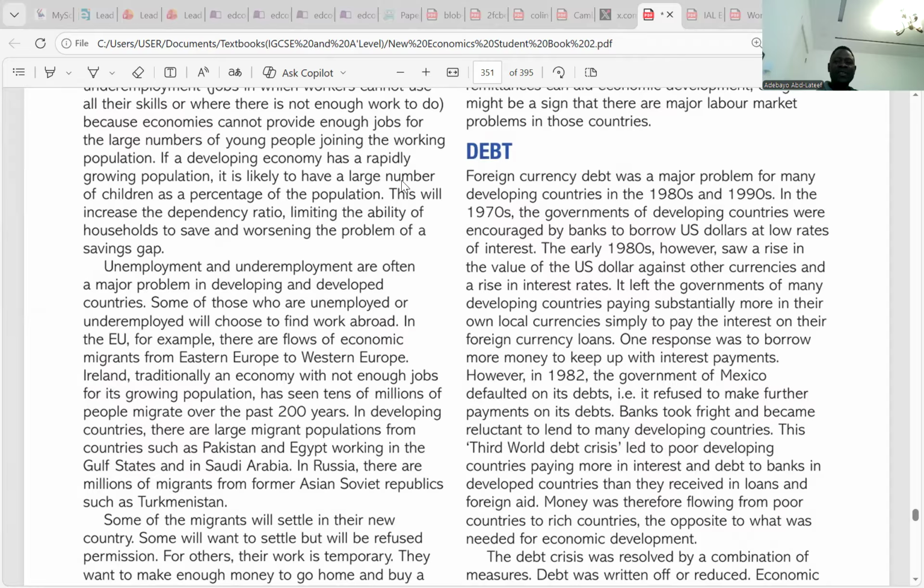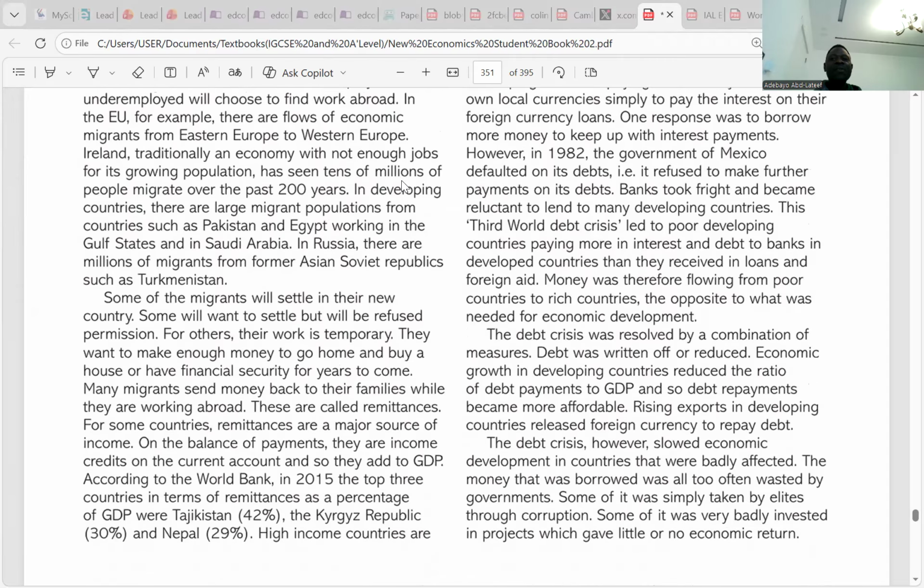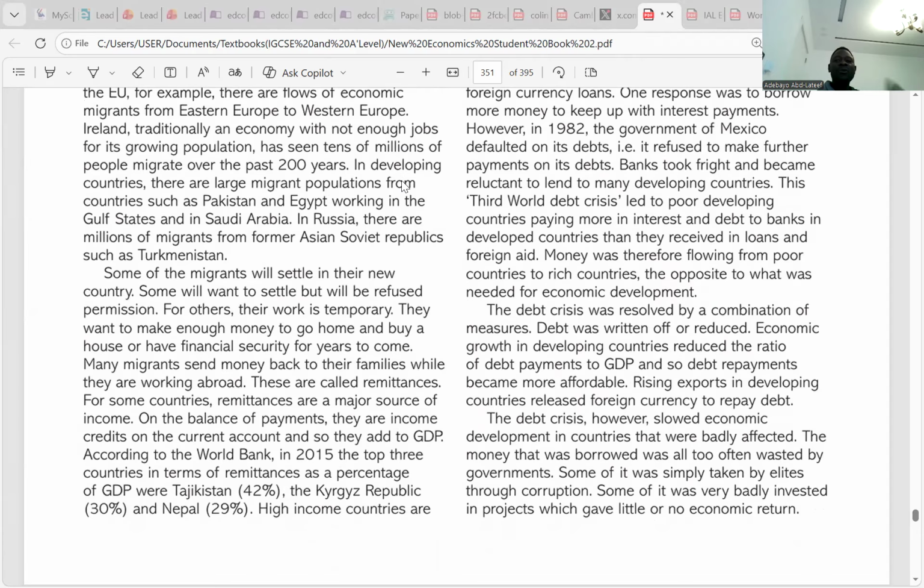It left the governments of many developing countries paying substantially more in their own local currency simply to pay the interest on their foreign currency loans. One response was to borrow more money to keep up with interest payments. However, in 1982, the government of Mexico defaulted on its debts. It refused to make further payments on its debt. Banks took fright and became reluctant to lend to many developing countries. This third world debt crisis led to poor developing countries paying more in interest and debts to banks in developed countries than they received in loans and foreign aid. Money was therefore flowing from poor countries to rich countries, the opposite of what was needed for economic development.